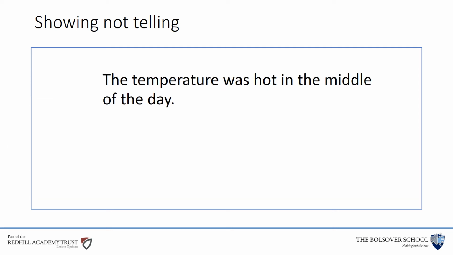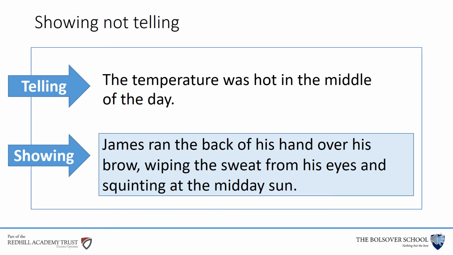The temperature was hot in the middle of the day. This sentence is telling the reader that the weather is hot. It's a simple sentence. To add detail to show how hot the weather is, we can look at how the characters react to the heat. James ran the back of his hand over his brow, wiping the sweat from his eyes and squinting at the midday sun. The added detail of the character physically wiping the sweat from his eyes and the actions of the character squinting allows the reader to infer his discomfort. James is struggling in the heat, and this creates empathy with the character.